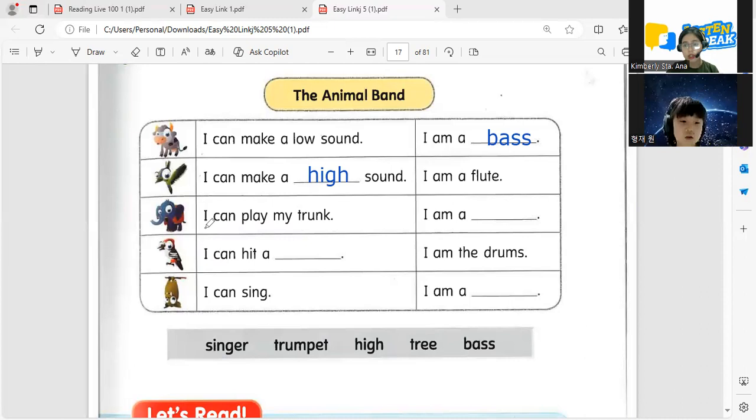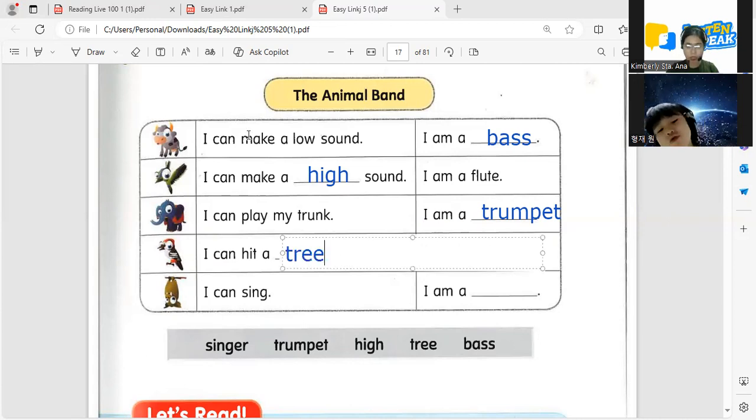The elephant. I can play my trunk. I am a trumpet. That's good. How about the next one? I can hit a tree. I am the drums. Very good.